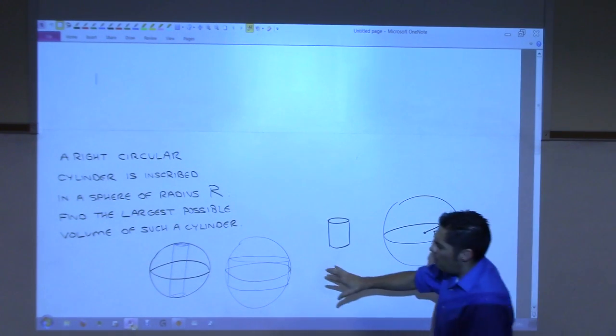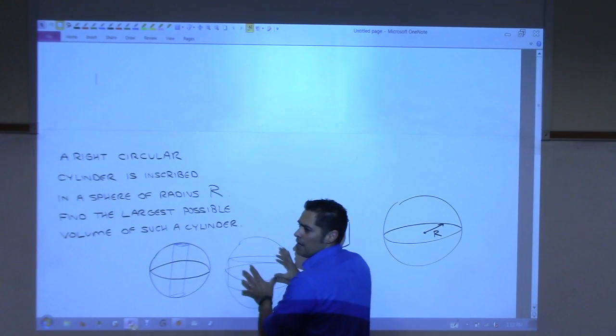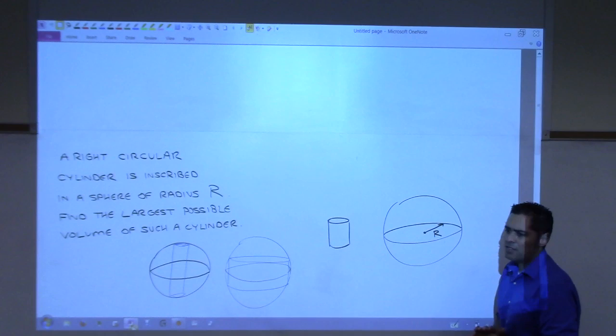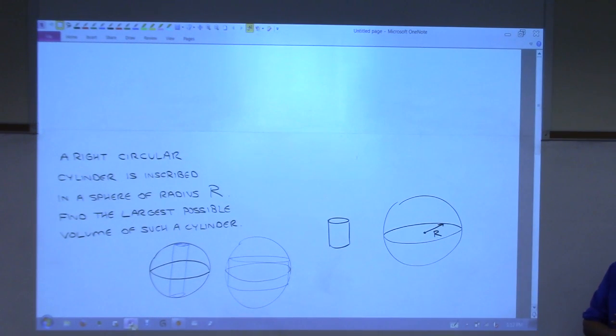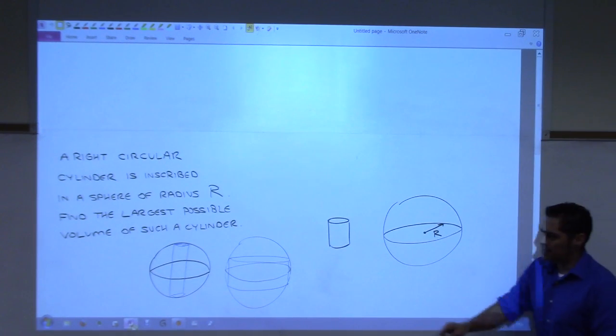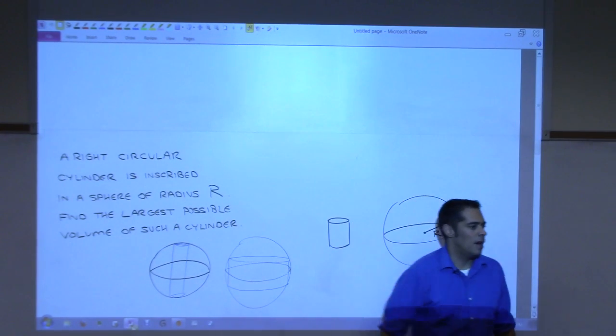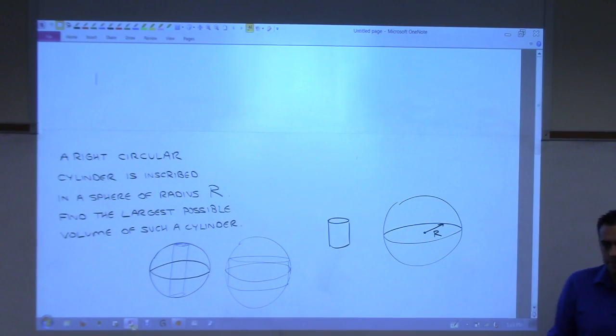So if I can have all these different variations in between, then the question is, what's the largest possible volume I could ever get out of that cylinder? Like this has a volume, right? This has a volume. What's the best one possible? What's the biggest volume I can get? Everyone understand the question? Because if we don't understand the question, we can't do it. Yeah?